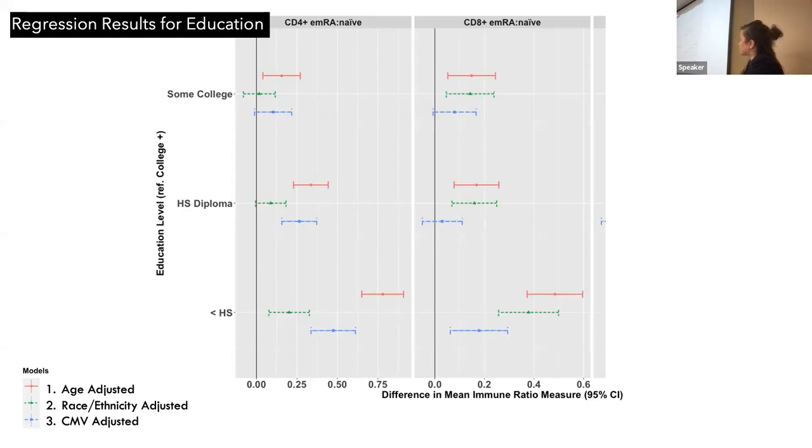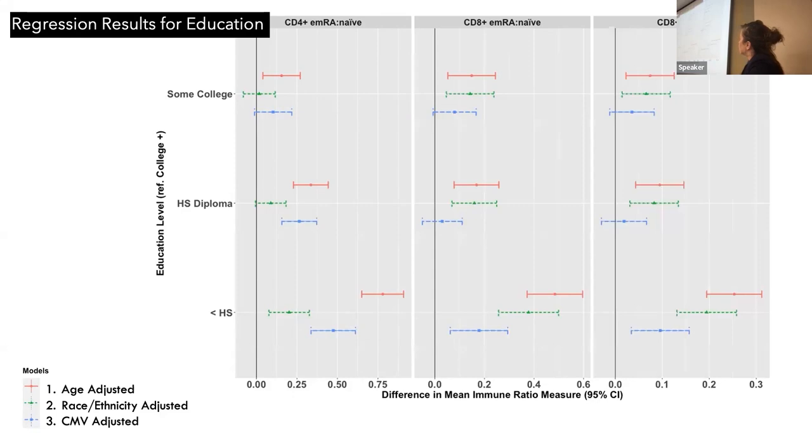You see a similar sort of pattern, although you don't see this kind of funky finding when you add in CMV and it comes back within the CD8 compartment. And then in the CD8, CD4 compartment, it's more what I would expect to find, where in less than high school education, they have a higher value of the CD8, CD4 ratio measure. It's attenuated when you add in race ethnicity adjustments, and then further attenuated when you add in CMV. And you do see evidence of an educational gradient starting to emerge.